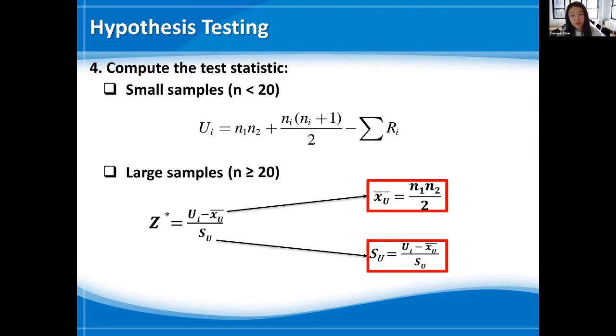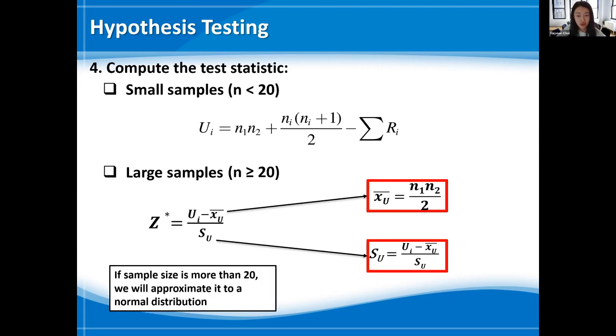Next, let's compute the test statistic. The formula is here and we'll compute it together in the next slide. If there are large samples, then we will approximate it to a normal distribution, and we will also get this value through the SPSS.